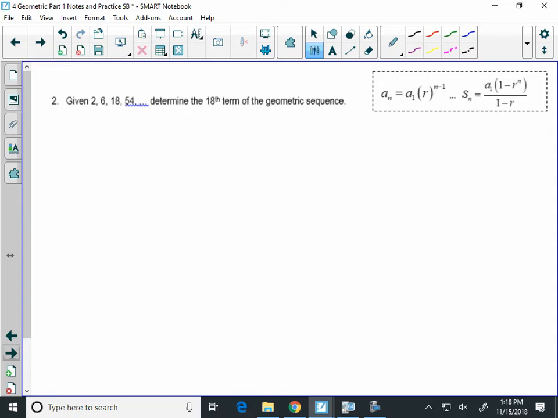Let's do number 2. We have a sequence 2, 6, 18, 54, and we want to find the 18th term of this pattern. Okay, so again, we're using the a sub n formula because we're just finding a term of the sequence. So what should go in for n here? What term am I trying to find? 18. What's the first term? And what's your common ratio? What are you multiplying by? 3. Okay, so let's fill this in.